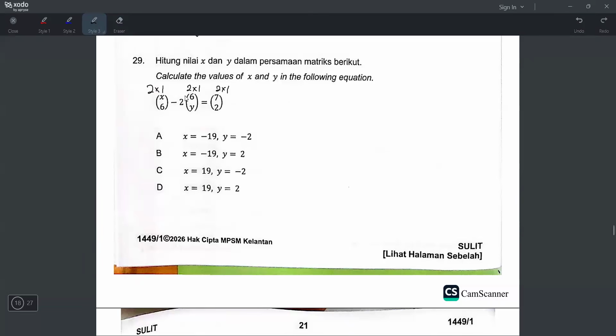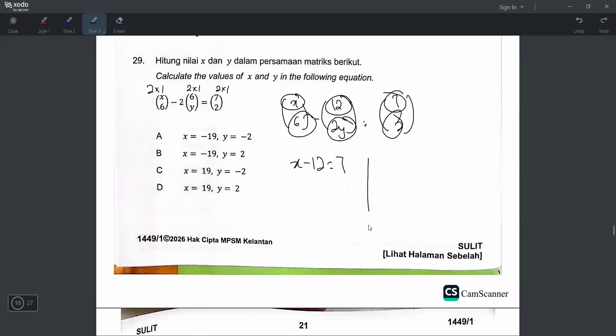But don't subtract yet, because there is a 2 here. So I have to multiply the 2 into the bracket first. It becomes 2 times 6, which is 12, and 2 times y, which is 2y, equals 7, 2. When we subtract matrices, the order must be the same, and top minus top gives top, bottom minus bottom gives bottom. So x minus 12 equals 7. The other one, 6 minus 2y equals 2. To get x here, move 12 over: 7 plus 12 gives 19.